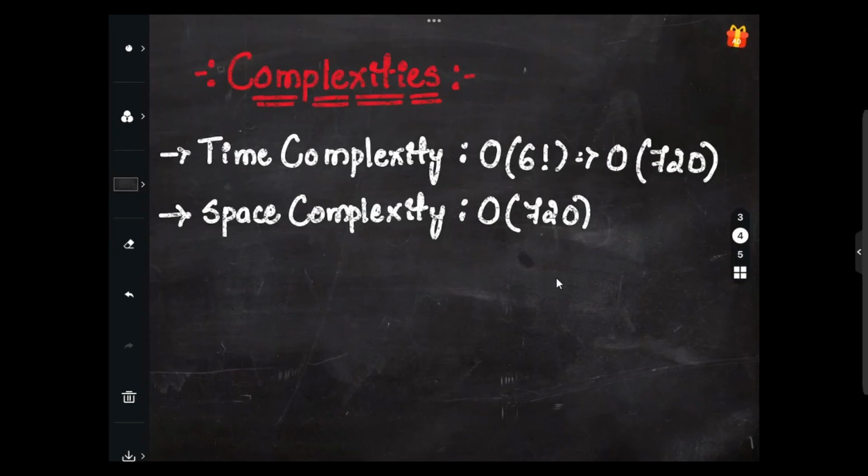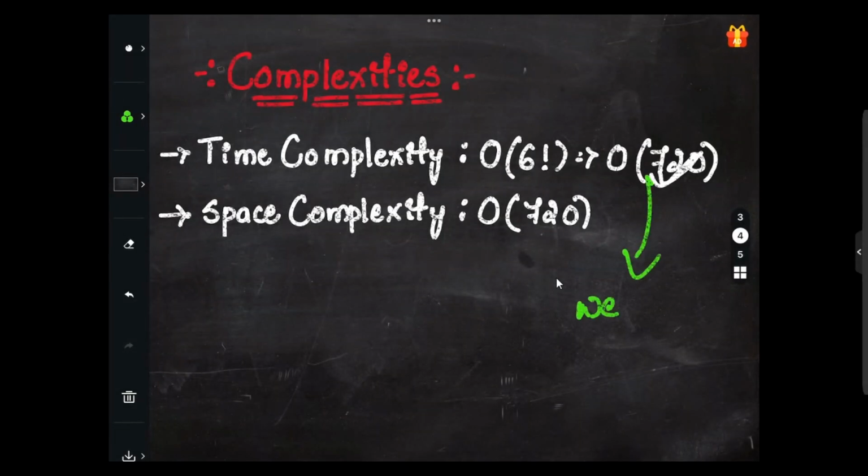Right? So the time complexity would be big O of 6 factorial. The time complexity for the code that we'll be writing in the future would be big O of 6 factorial. That is nothing but big O of 720. Big O of 6 factorial is nothing but big O of 720, right?